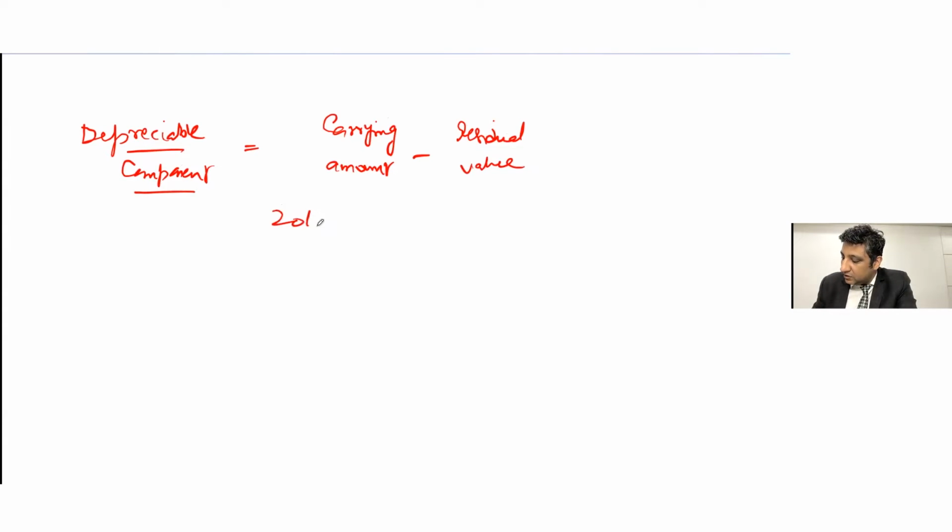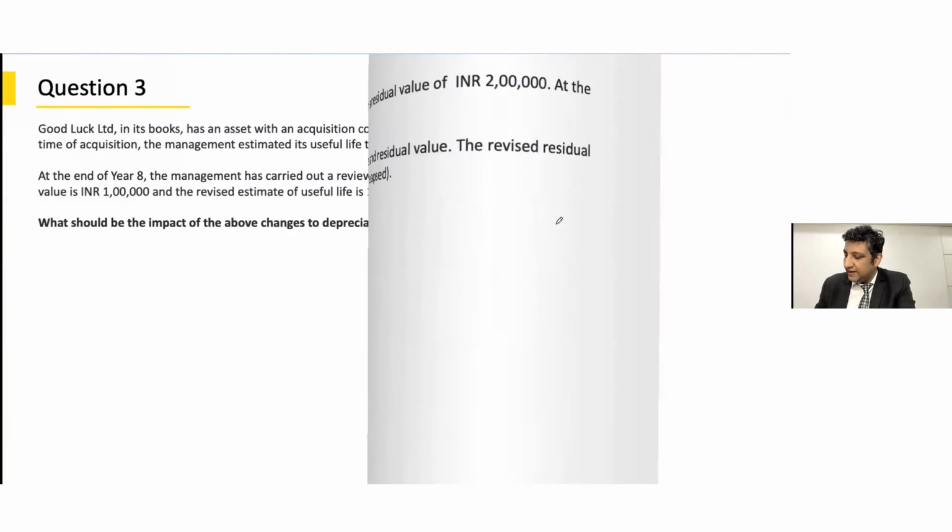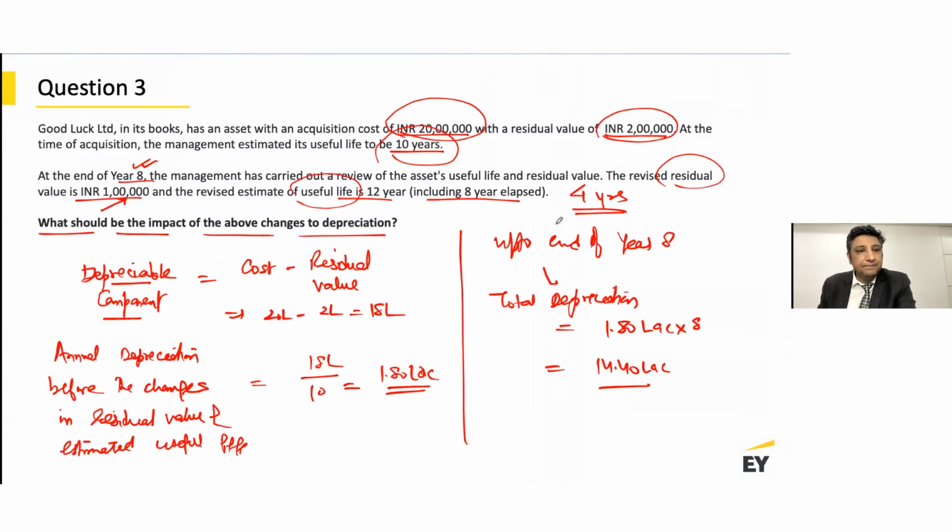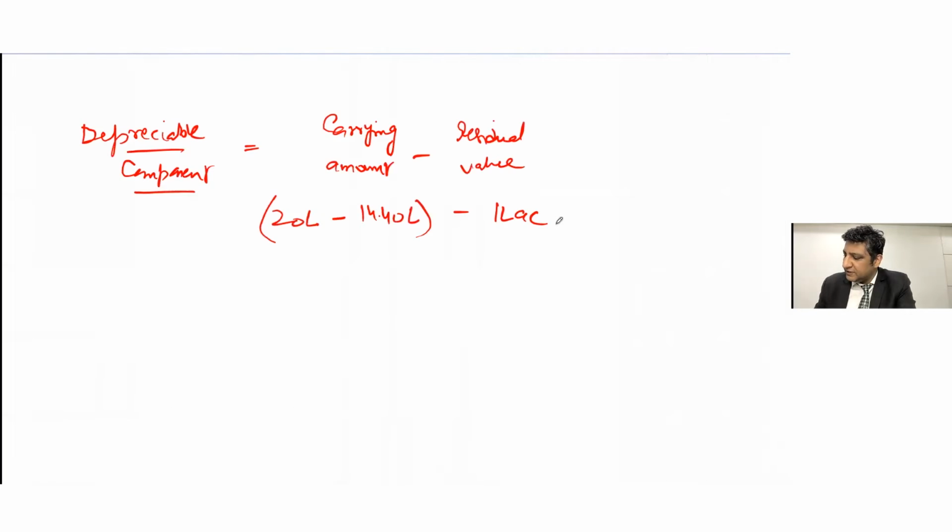We already know the cost as 20 lakh rupees, but 14 lakh 40,000 rupees was already charged in the form of depreciation, right? And the revised value is given as 1 lakh rupees to us. If we really go back there, this is the value that we want to pick up. Okay, so this makes it 20 minus 14.4, that would be 5.6, minus 1 lakh would be 4 lakh 60,000 rupees.